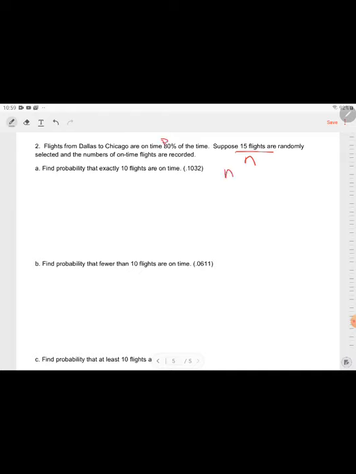So let's write that down. N is equal to 15. P is equal to 0.80, because 80% is 80 out of 100. Okay, find the probability that exactly 10 flights are on time. Okay, so we're going to use what's called a binomial PDF.